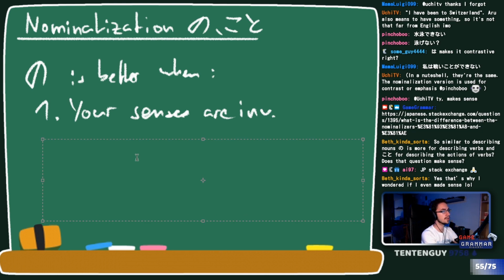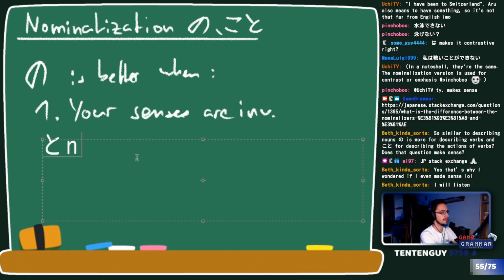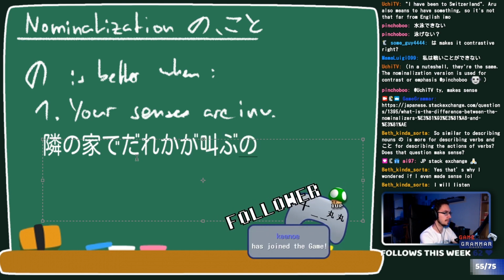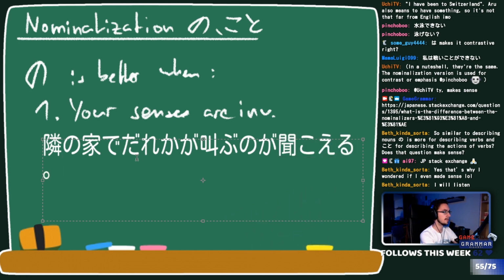Alright, so we have an example such as Tonari no ie de dareka ga sakebu no ga kikoeru. Alright, so that's our sentence. We can also use the past tense there.